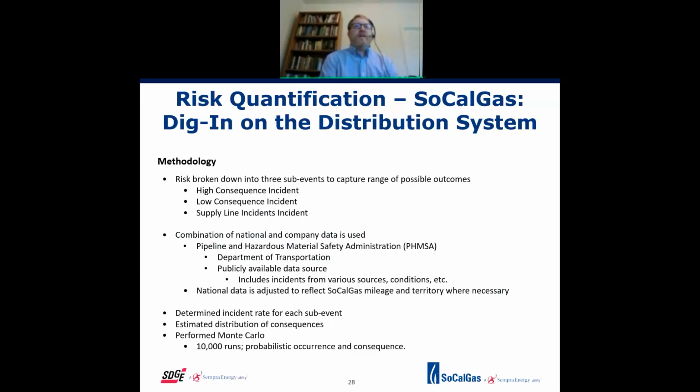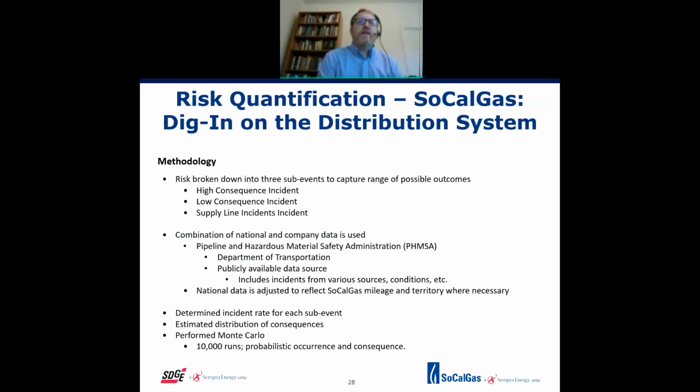And then there's also a part of the distribution system called the supply line. If you have any questions on that, Jeff can be happy to answer them for you. It's essentially a larger capacity line that feeds the distribution, so it's a little bit different type of asset to some extent. So we looked at what events happen on those 3 systems.